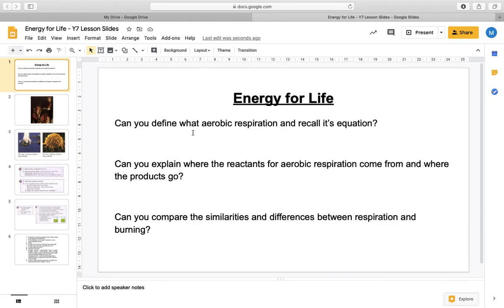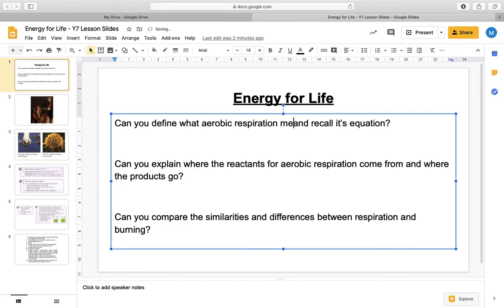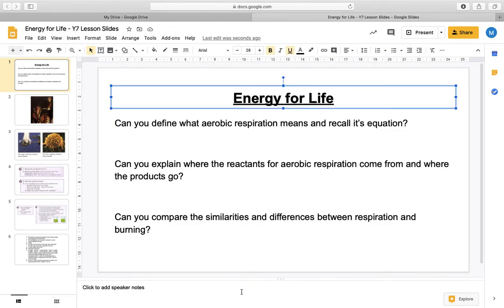By the end of this lesson you should be able to define what aerobic respiration means and recall its equation. You should be able to explain where the reactants for aerobic respiration come from and where the products go, and you should be able to compare the similarities and differences between respiration and burning. So before we move on, while you're writing the title, can you define what aerobic respiration means? And we'll save that so that it's on your PowerPoint and recall its equation. So the title is Energy for Life. These are the three questions you should be able to answer by the end of the lesson.